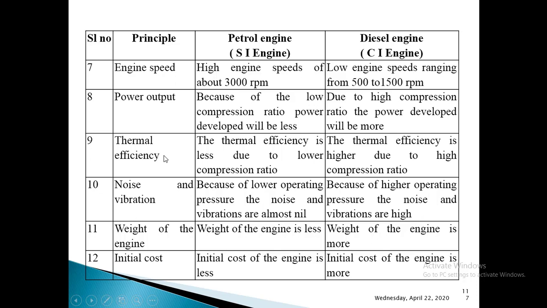And thermal efficiency: thermal efficiency of petrol engine is less, again due to low compression ratio, whereas thermal efficiency is high in case of diesel engine due to high compression ratio. Next is noise and vibration. Noise and vibration is nil in case of petrol engine because of less operating pressure. Noise and vibration is more in case of diesel engine because of high operating pressure. Next, weight of the engine is very less in case of petrol engine, whereas weight of the engine is more in case of diesel engine. Initial cost of the petrol engine is less and initial cost of the diesel engine is more.